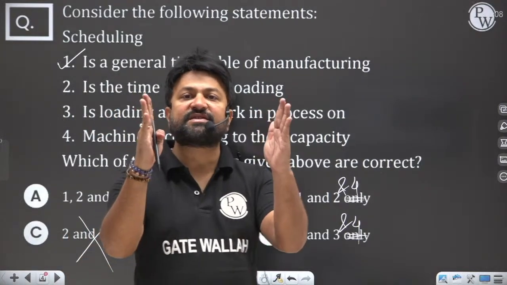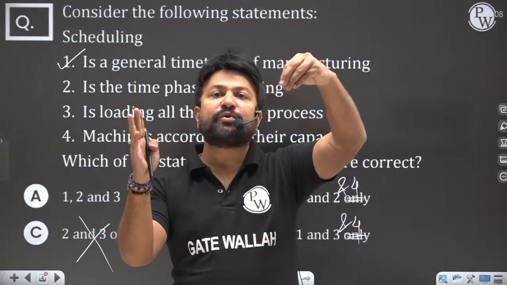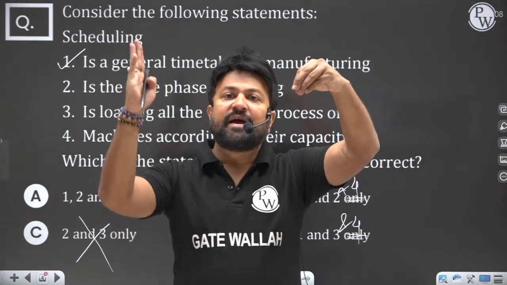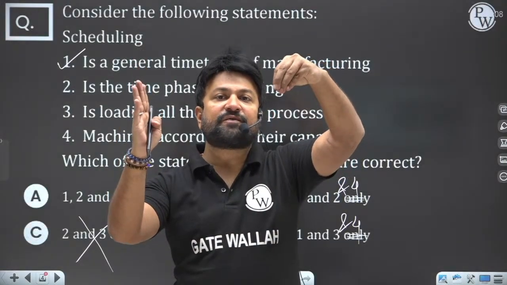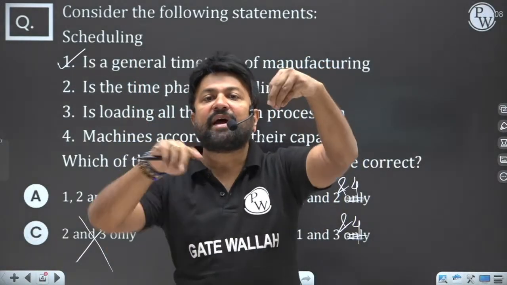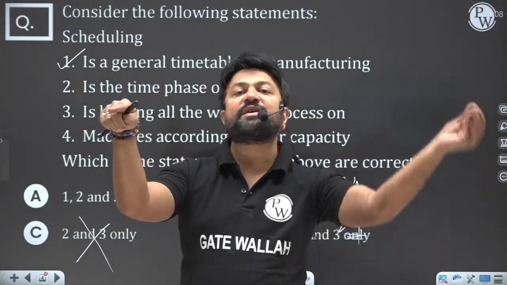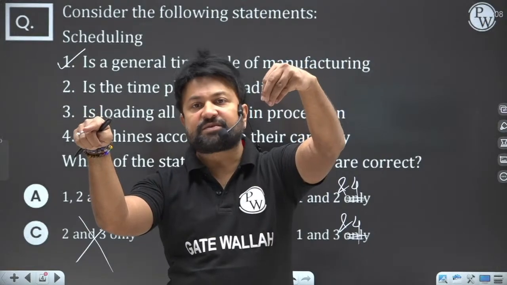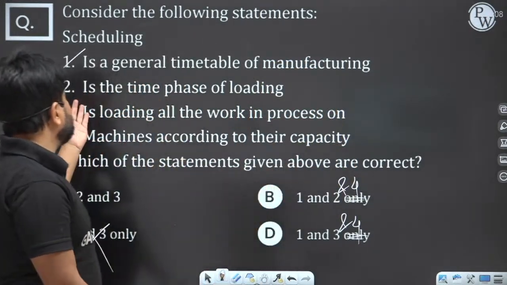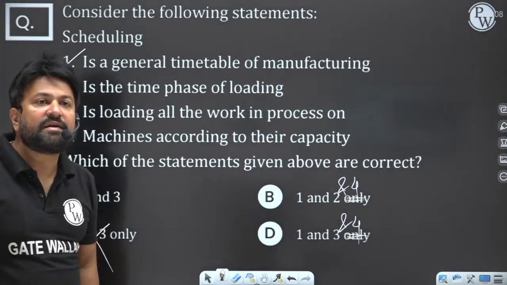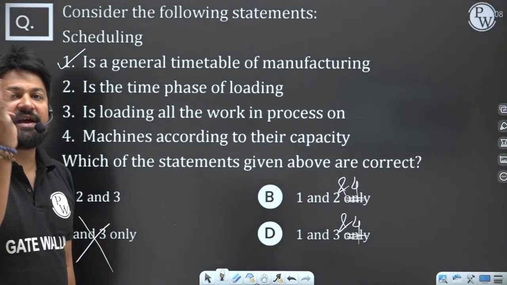Suppose that two machines are there. When one workpiece is going to load on the first machine, and when the processing is done on the first machine, then it will unload and load onto the second machine. Meanwhile, another workpiece, another job, will load on the first machine. So basically it gives the time phase of the loading. Yes or no?